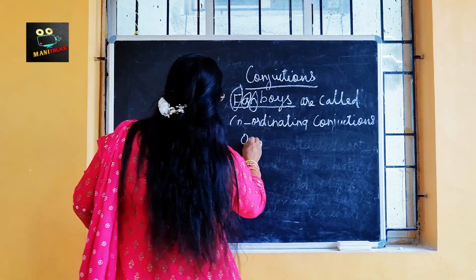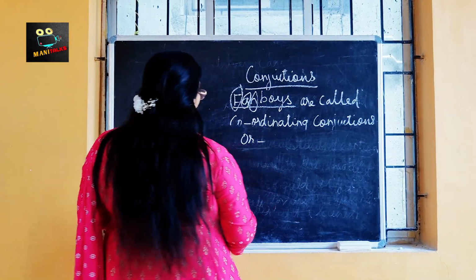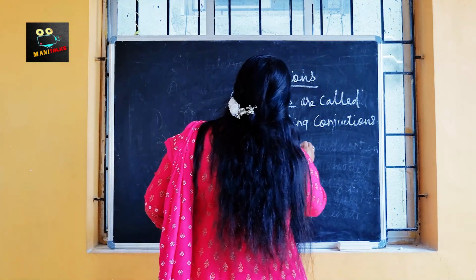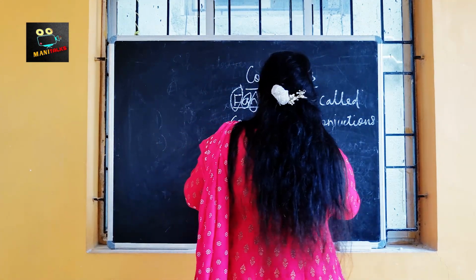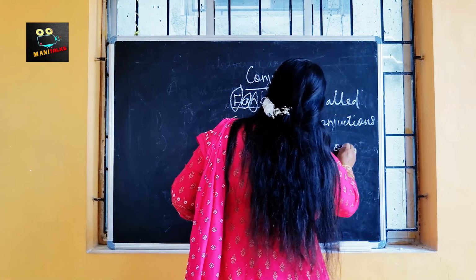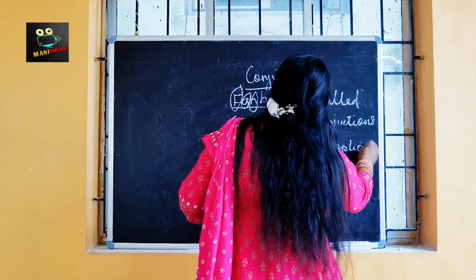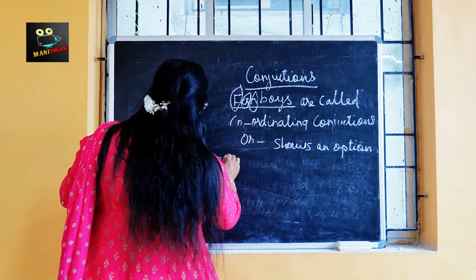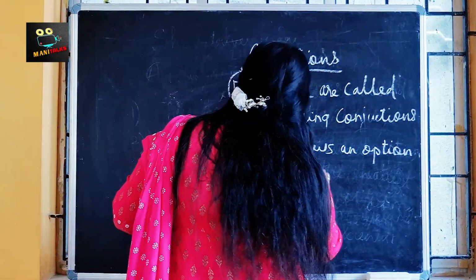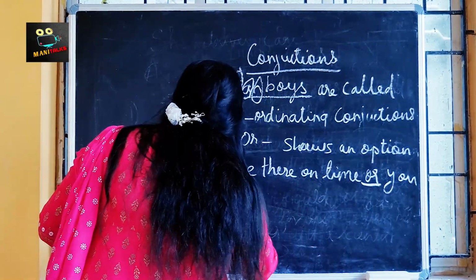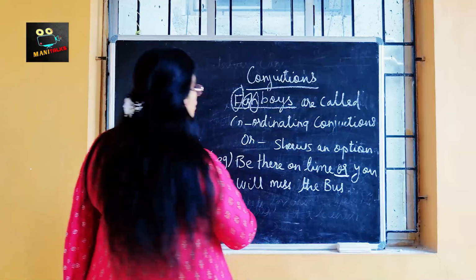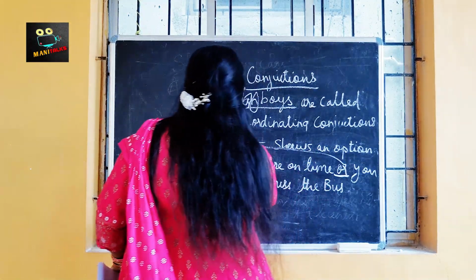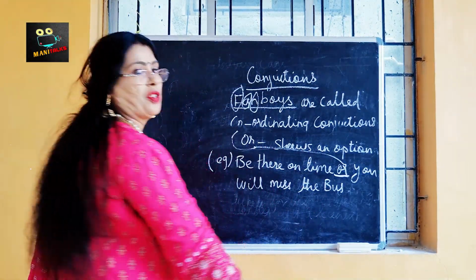O. O is or. Or shows an option. So examples like, we'll say examples for this. So be there on time or you will miss the bus. So or is being used here for this coordinating conjunctions.